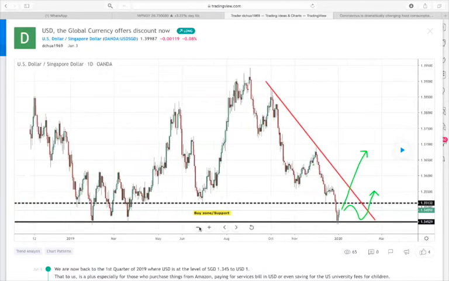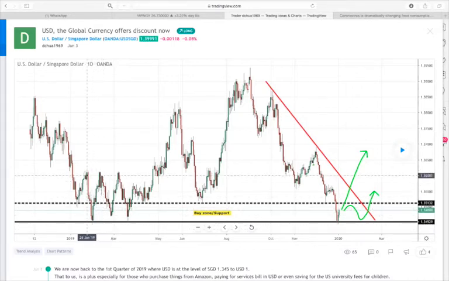In that sense, on a daily chart time frame, you can see the price has come down between these levels. I call this the support or the buy zone, at about 1.345 to about 1.351.